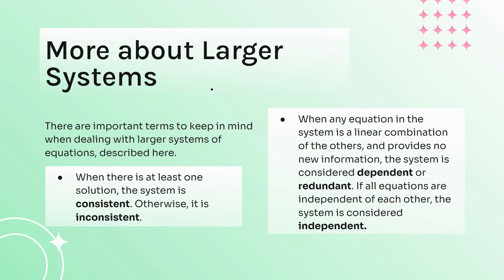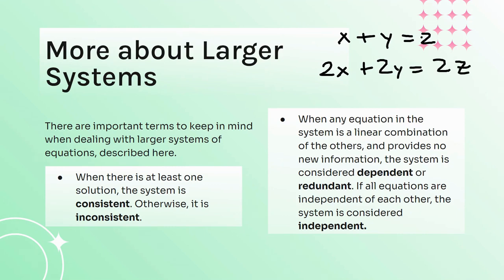So when you have a system of equations, if there's at least one solution, the system is consistent. But if there's not at least one solution, then it's called inconsistent. And let's say you have x plus y equals z, right? This is just an equation. But now what if your second equation is 2x plus 2y equals 2z?